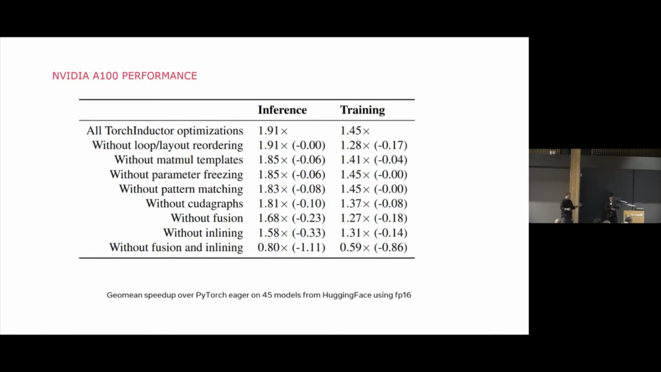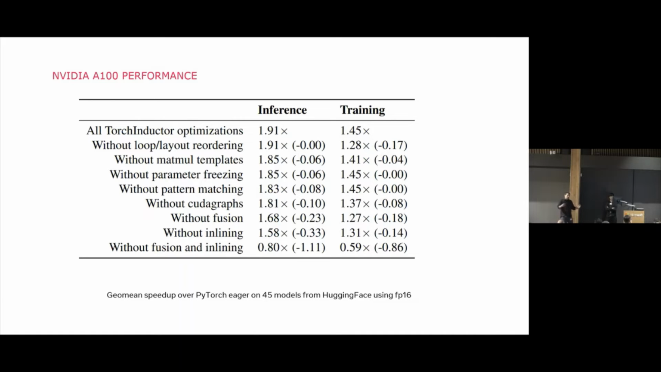But across this entire benchmark suite of 45 models, we can see that the effect of actually just completely turning off templates and only using first principles code gen is pretty small. And the fact is that we're primarily getting our speedups from fusion opportunities. And specifically, the fusions are represented by fusions and inlining.